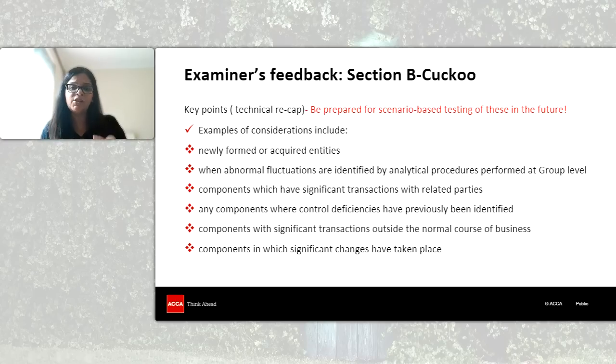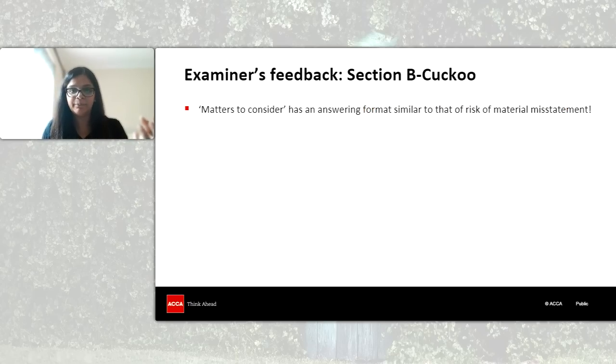So for this question, March, June 24, this was a knowledge-based question. Literally, what you see on the screen right now was the answer. But going forward, this could potentially be tested as a scenario question with question number 1 as well. This is something that they said the students had not really covered well in their exam.